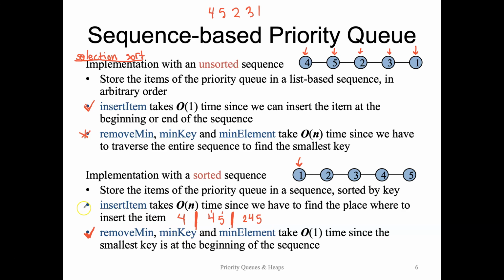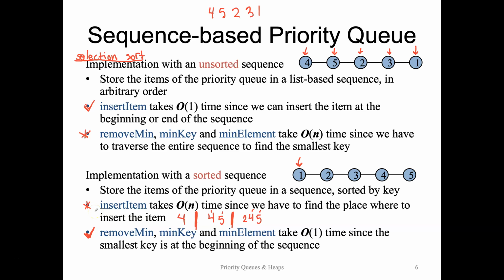But now insert item takes a little bit longer because we actually have to find where we're going to insert it. So for example, in this input where 4, 5, 2, 3, 1 was our input, when we go to insert 3, we have to compare 3 to each of these elements. In the worst case, we have to compare it to all of them. Maybe we're inserting the smallest element. So in that case, inserting an item is linear time because we have to scan through, in the worst case, all n elements in order to find where to place it. So this is the more expensive operation.